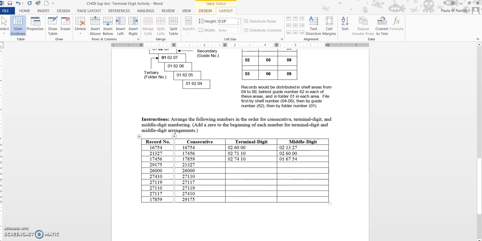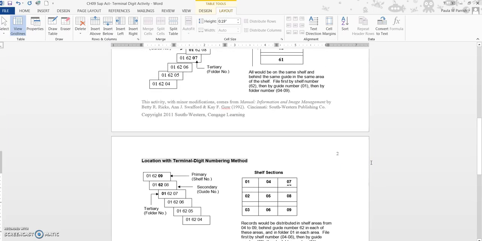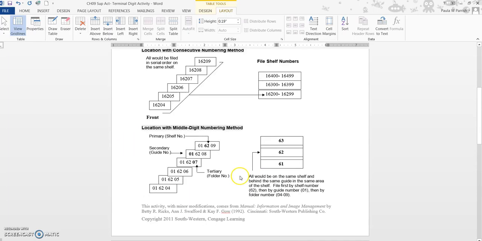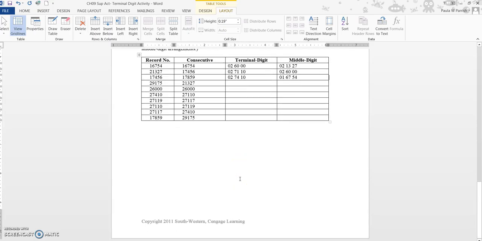So again, you're just putting them in consecutive order, from lowest to highest, from smallest to largest, using all 5 numbers, and from lowest to highest with just the last 2 numbers, and from lowest to highest with the 2 middle numbers. So I hope this will help you, and just fill in those numbers. Make sure you read this information so you understand exactly why we're doing this.